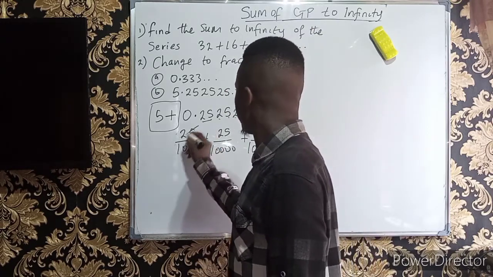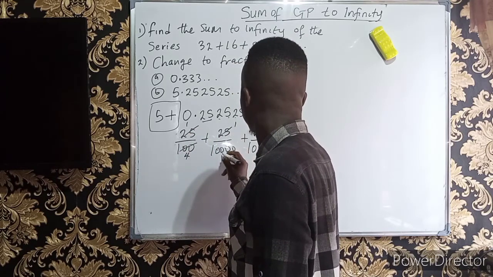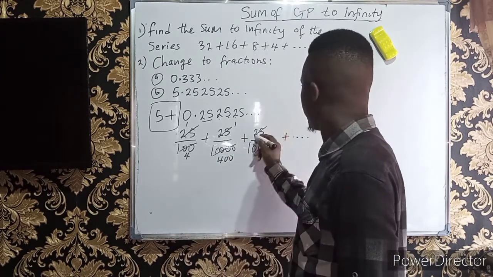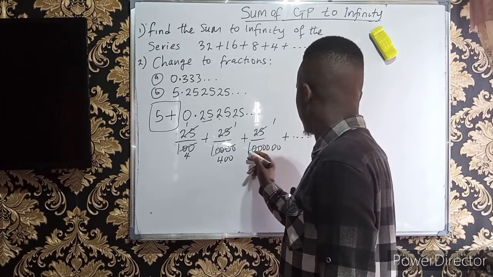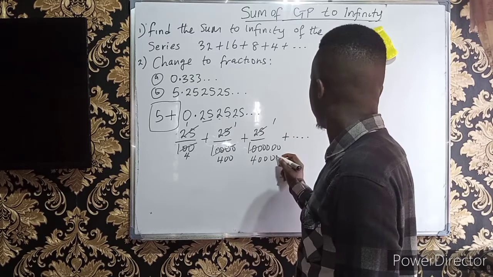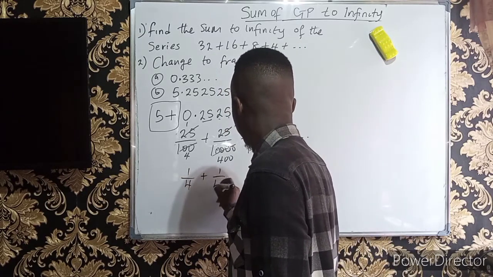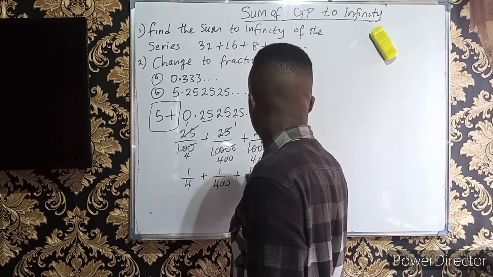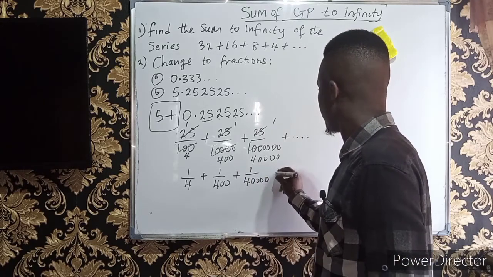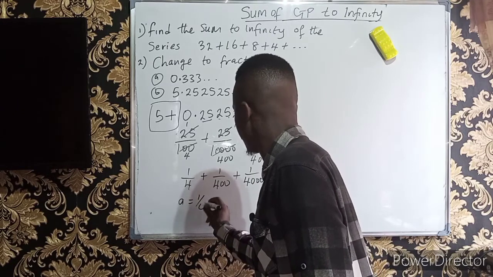Now my first term, this can be reduced to its lowest terms. It's possible. 25 here is 1, 25 here is 4, 25 here is 1, 25 here is 400, 25 here is 1, 25 to 100 is 4. How many zeros are left? 4 zeros. So this can be written as 1 over 4 plus 1 over 400 plus 1 over 40,000, plus and so on. Now from here, my first term a is 1 over 4.